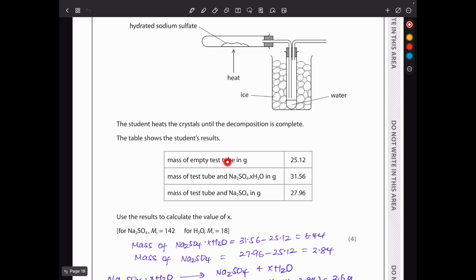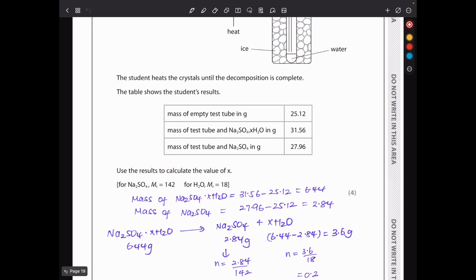We have the mass of the empty test tube, which is that, the mass of the test tube plus the hydrated sample, which is that, meaning the difference between these two will be the mass of the hydrated salt, and then the mass of test tube and sodium sulfate, meaning the difference between these two will be the mass of water. So they say use the results to calculate the value of X.